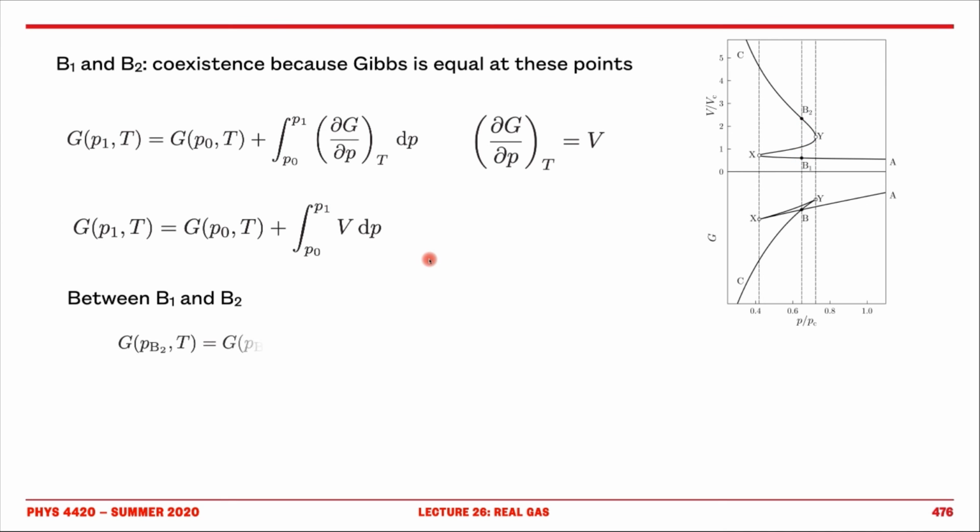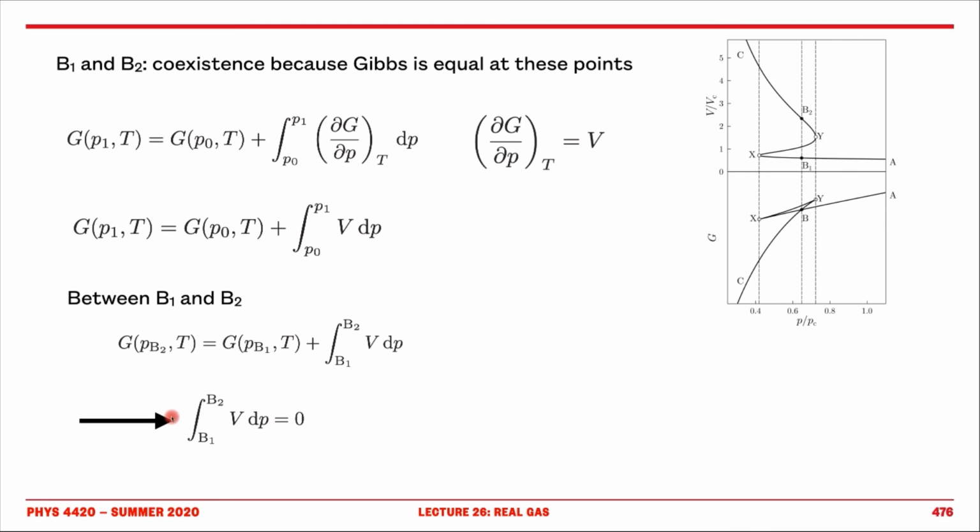Well, you know the change. There is no change. These two points correspond to the same value of the Gibbs function. These are the two points where those two curves cross. So basically, we can write the Gibbs function at B2, the pressure at B2 and the pressure at B1, from this equation. And of course, we know these two values are the same. This is actually the same pressure. And so that means that since these two things are equal, the integral between B1 and B2 of VdP is equal to zero.